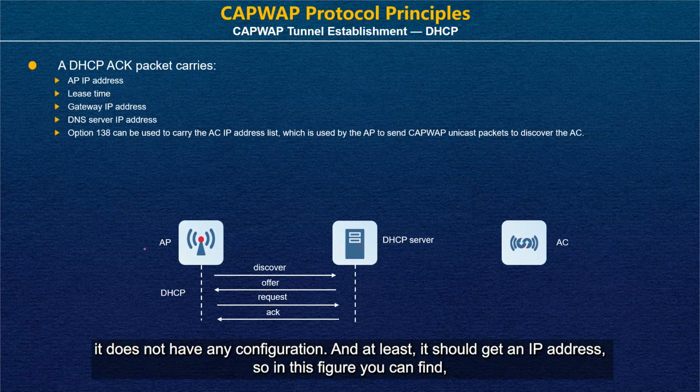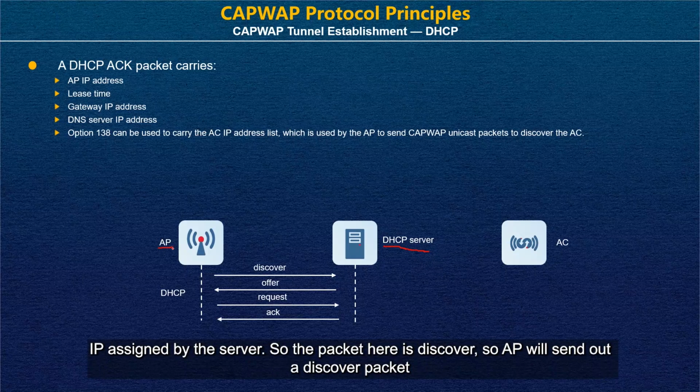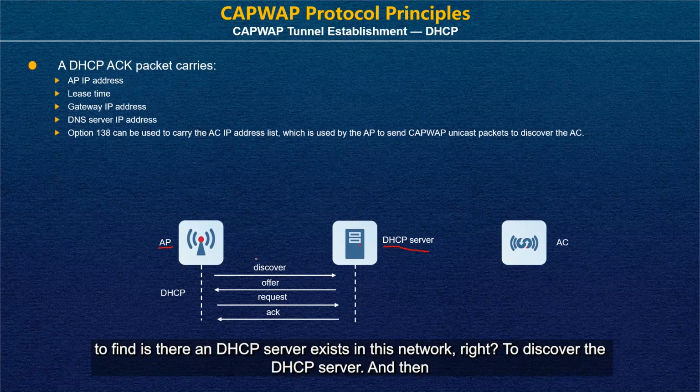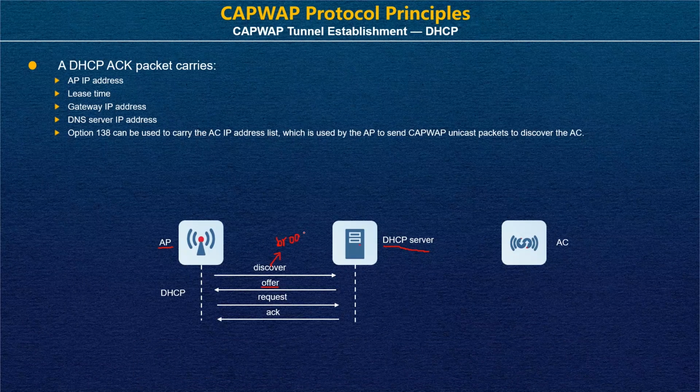In this figure, you can find a DHCP server, and by exchanging packets between the AP and the DHCP server, the AP can get the IP assigned by the server. The packets here are discover. The AP will send out a discover packet to find whether a DHCP server exists in this network, and then the DHCP server will feed back an offer packet. Pay attention here: the discover packet is sent by broadcast, and the offer is unicast.